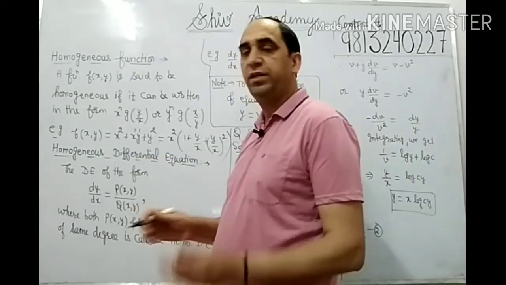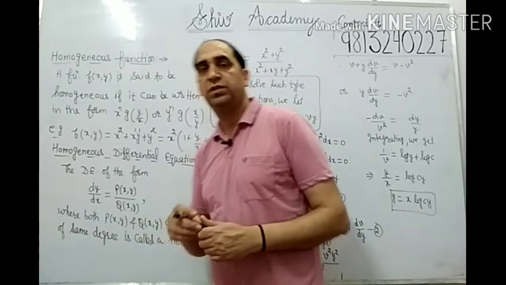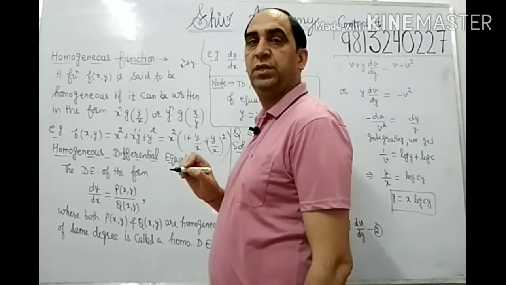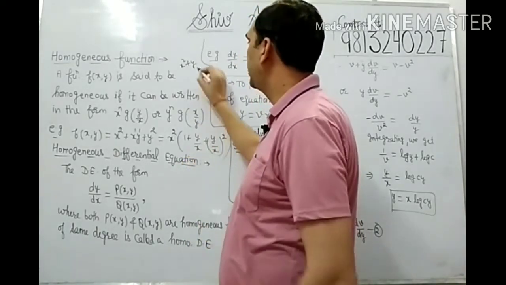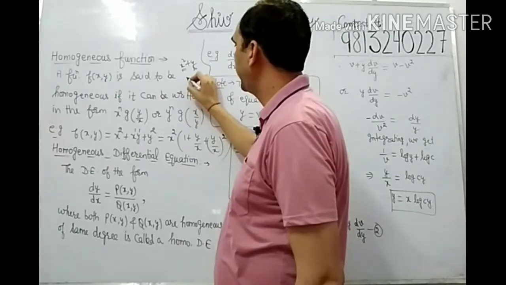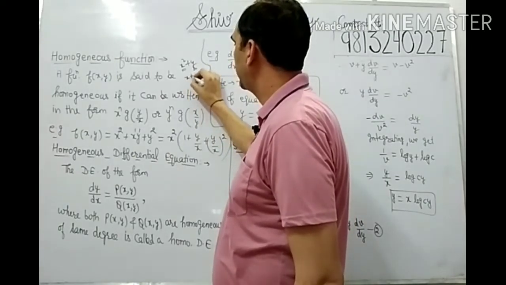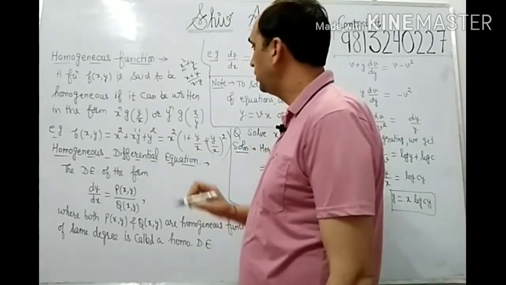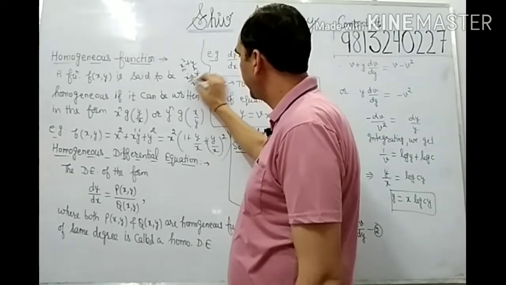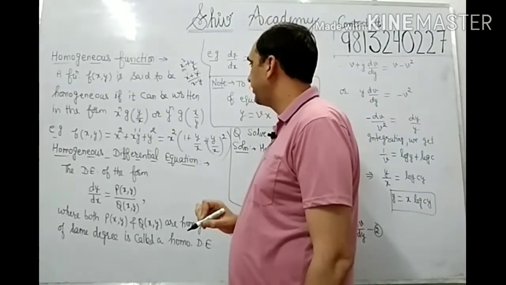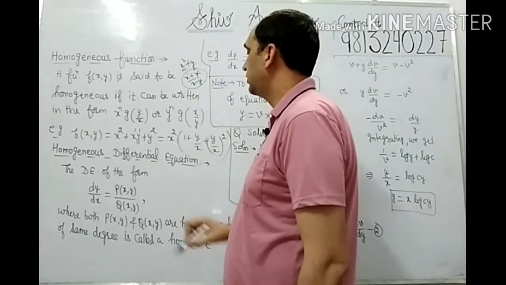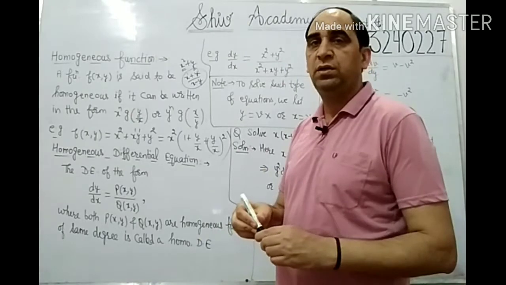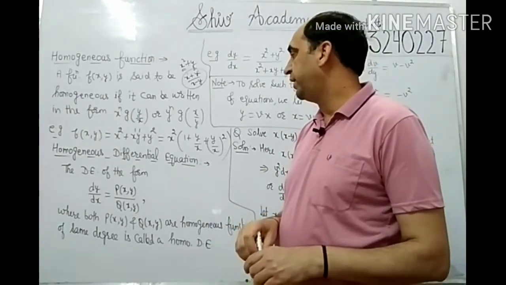Plus y square. If the degree of each term in a function is the same, then you can say that it is a homogeneous function. Just like suppose I am taking x square plus y, it is not a homogeneous function. Why? Because the degree of the second is 1 and the first is 2. But suppose I am taking x plus y upon x minus y, a rational function. Both terms in the numerator have degree 1, both terms in the denominator also have degree 1, that's why it is a homogeneous function. Its degree can be 0, it can be a fraction, it can be positive, it can be negative.